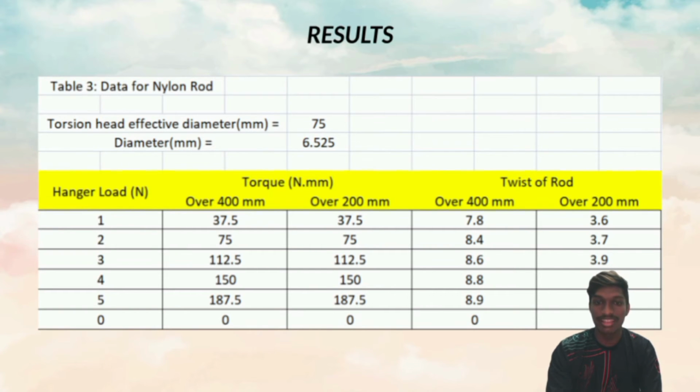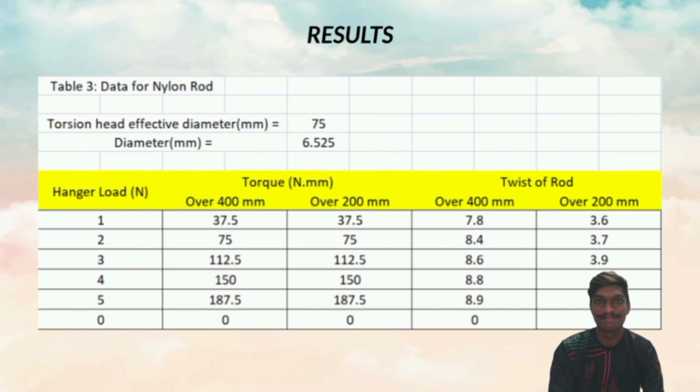In table 1 and table 3, in the graph there will be 2 lines because there is one for over 400 mm and one for over 200 mm. Whereas for table 2, which is for the steel rod, there will be 1 line because there is only one, which is over 400 mm. That's all from me.